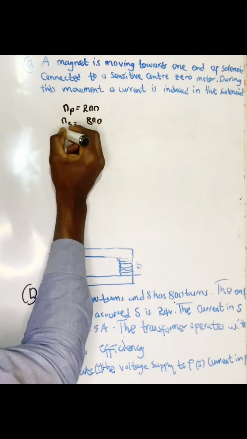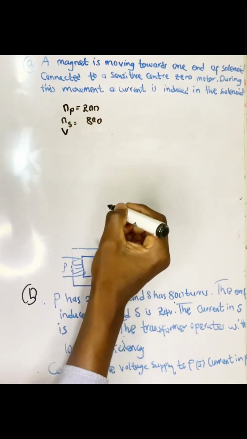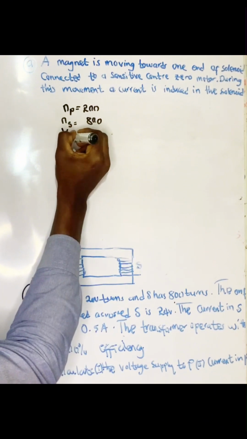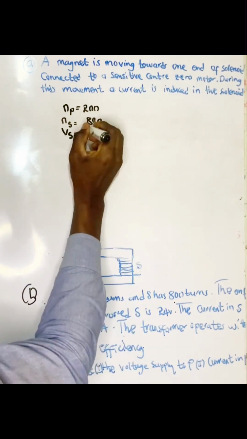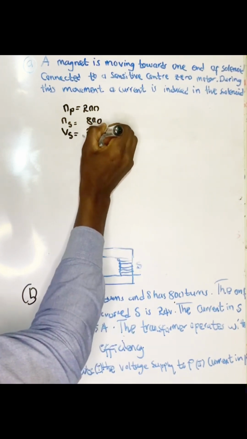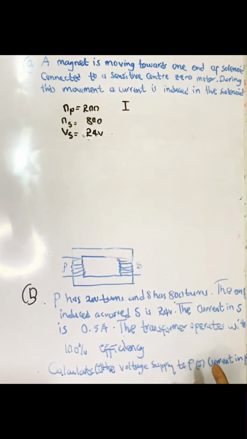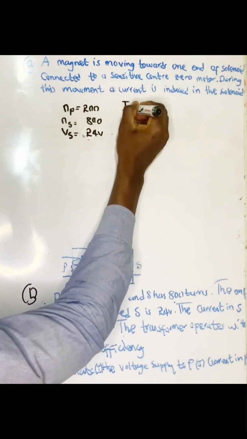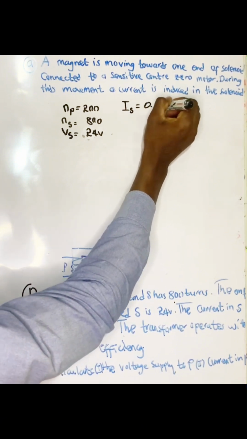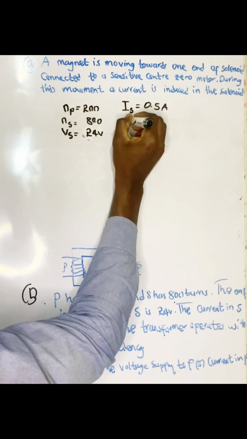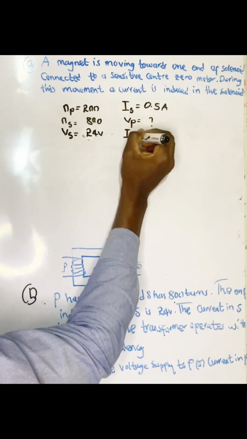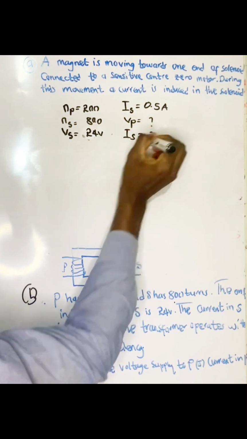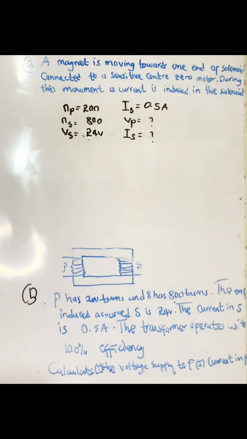We'd also realize that the EMF, that is the voltage on the secondary coil, has been given as 24 volts. And the current on the secondary coil has been given as 0.5 ampere. So it means that they have not given us the voltage on the primary. They have not given us the current on the primary. Alright. Now, they say we should calculate the voltage supplied to the primary coil.